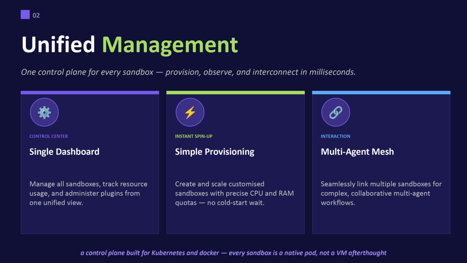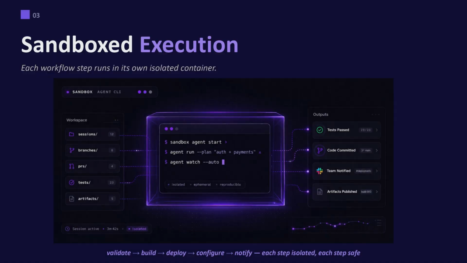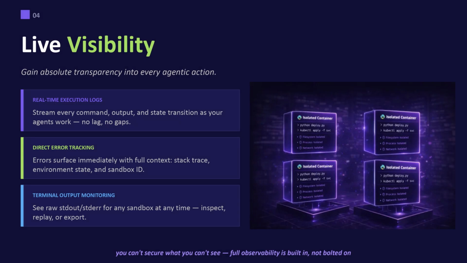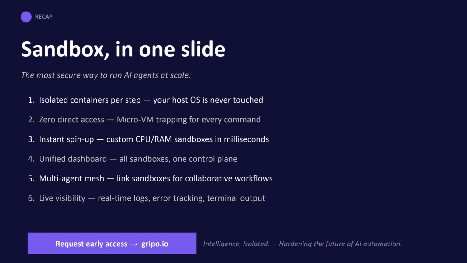Every workflow step runs in its own isolated sandbox, making execution secure and reliable. Monitor every action in real time with execution logs, error tracking, and terminal output. GripoFlow combines secure sandboxing, centralized management, and real-time monitoring in one powerful platform. GripoFlow keeps AI agents isolated from your local machine, protecting your system, files, and sensitive data.